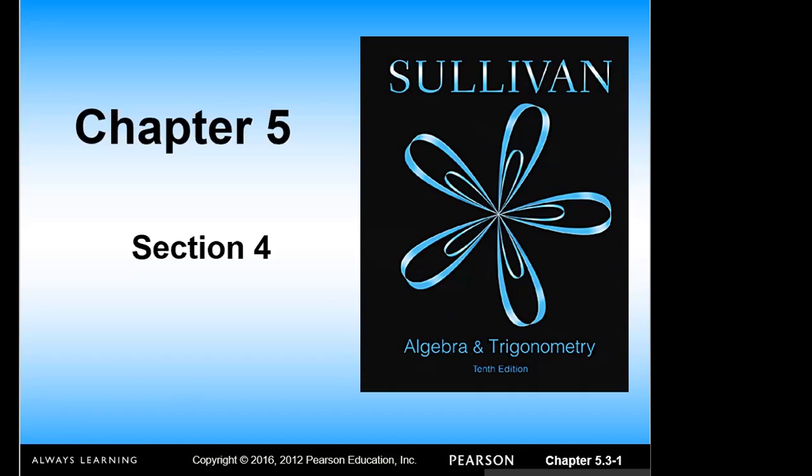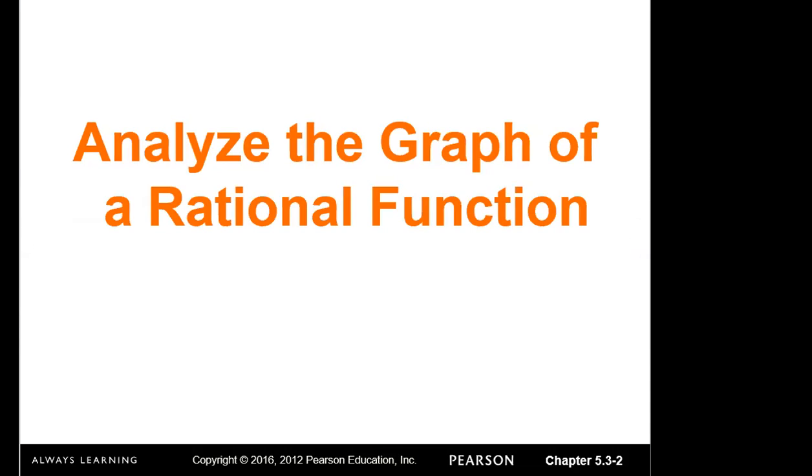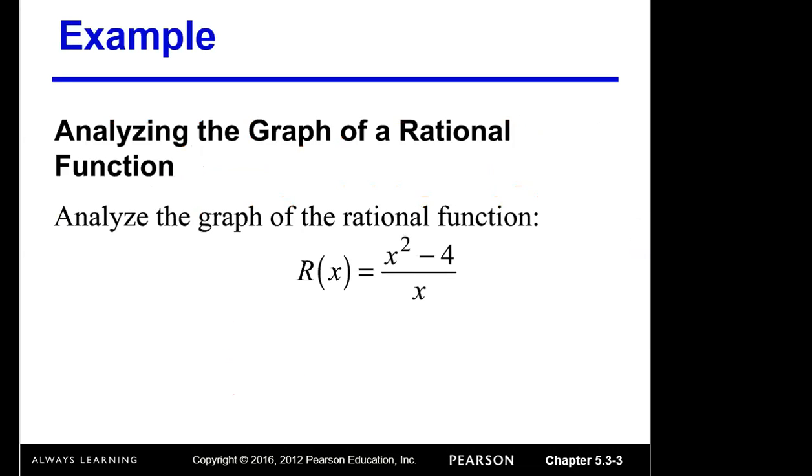This is section 4 of chapter 5, and we're going to do some more with analyzing graphs of these rational functions. And remember, a rational function is pretty much just an ugly looking fraction, like x plus 3 over 2x squared plus 7. There's an example. All right, so their example is this one. And they're going to take it through step by step and show you how they're going to analyze it, how they're going to figure out what this graph looks like.